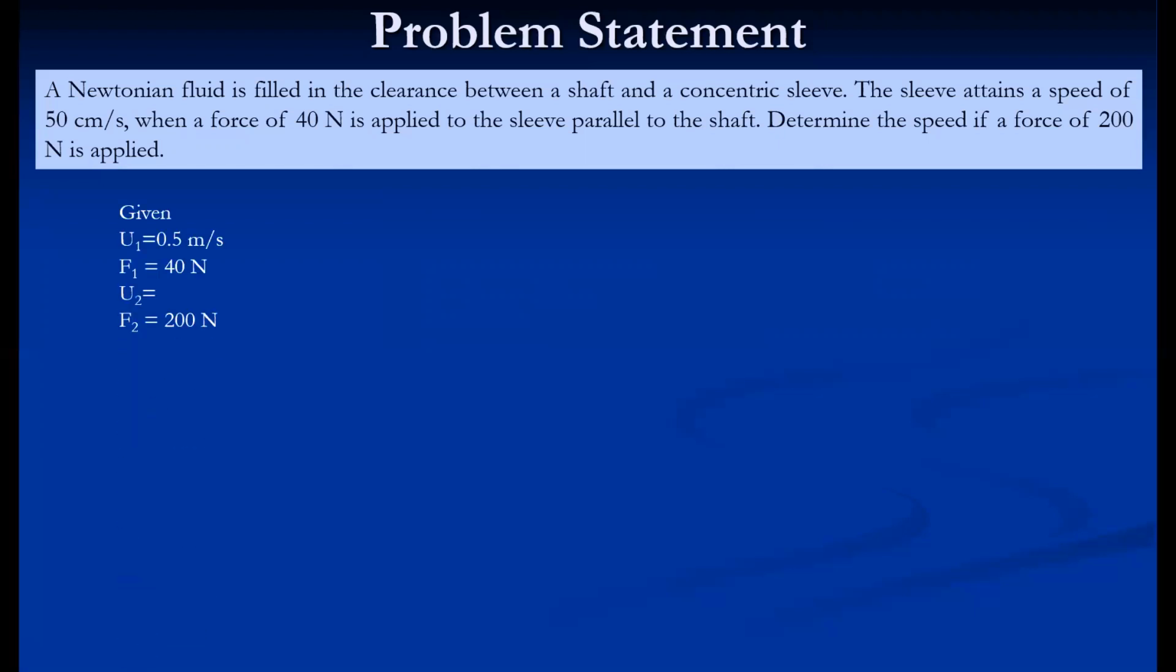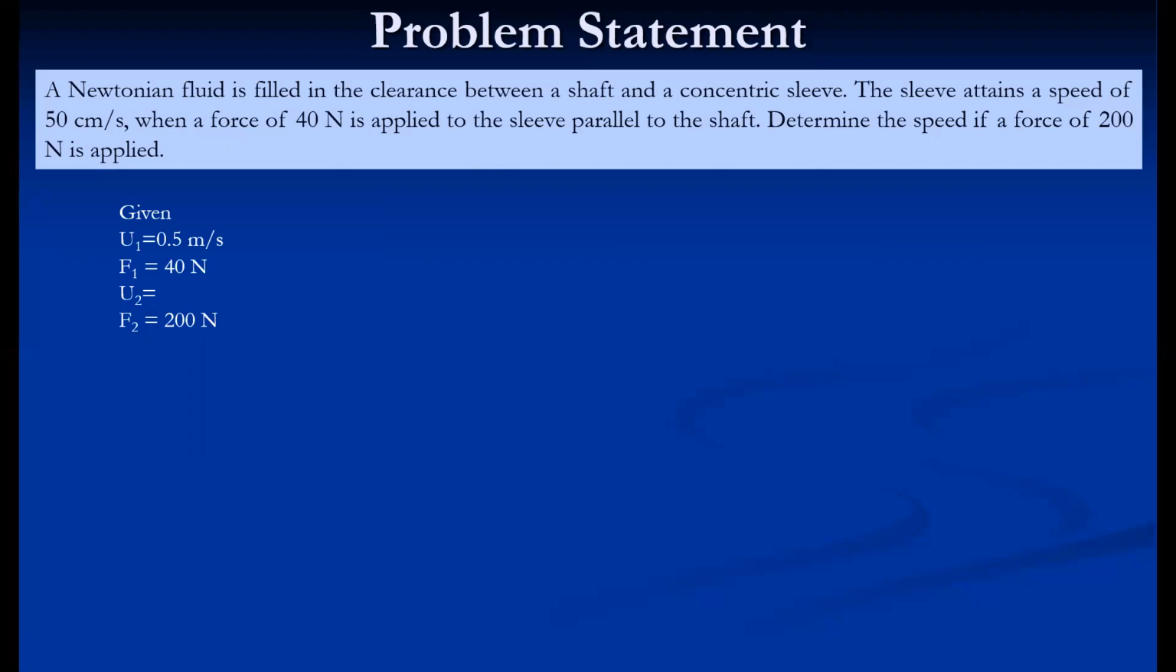So we can again apply Newton's law of viscosity here. These are the given quantities. Initially, velocity is given. The sleeve attains a speed of 15 centimeter, that is 0.5 meter per second. F1 force is given. The second force is given, and we have to calculate the velocity.